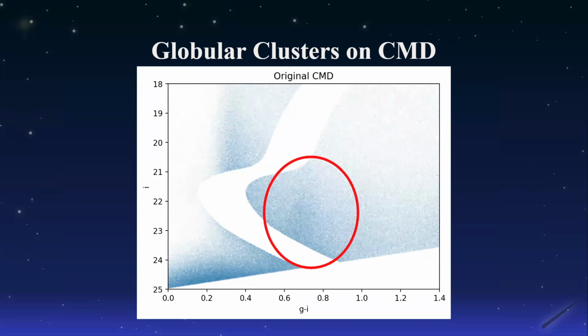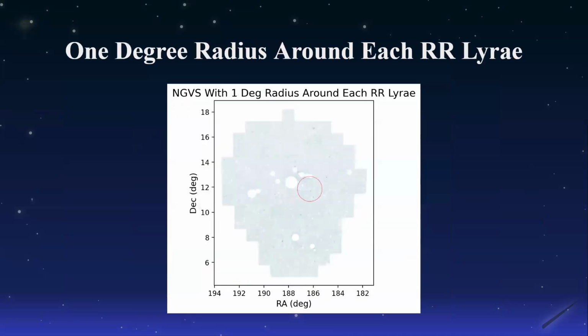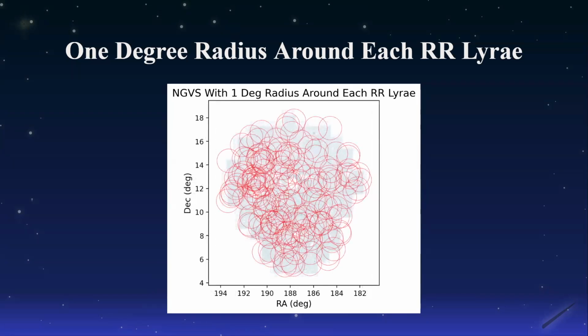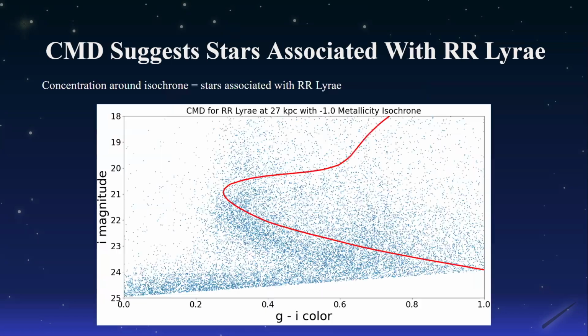of stars here. To find more associated stars, we decided to take a smaller region around each RLI. In the red circle here, we wanted to see if the stars have associated stars. We specifically took a 1-degree region around each RLI and repeated this for all 180, which now looks like this. Using this, we created more CMDs.